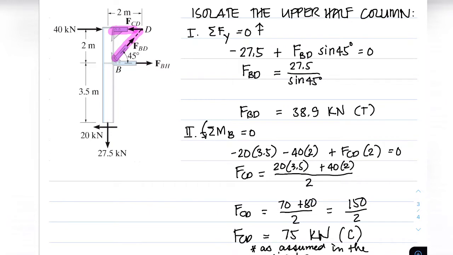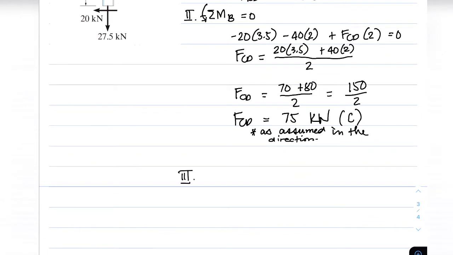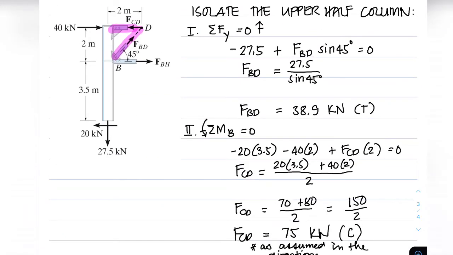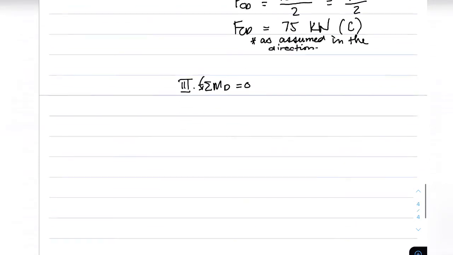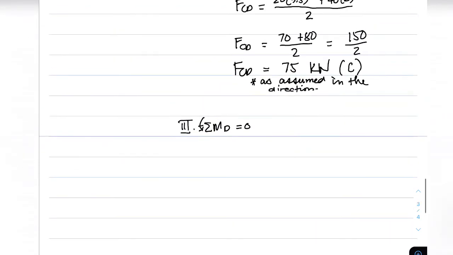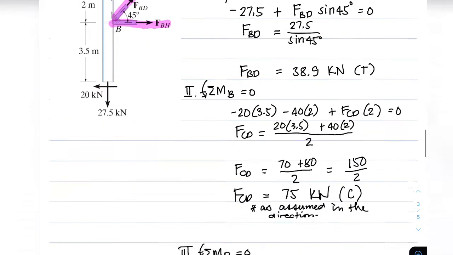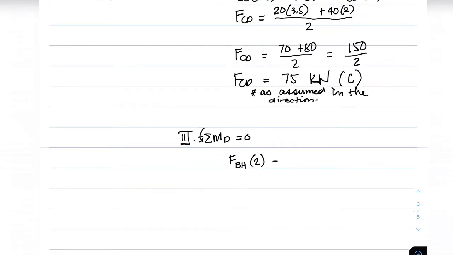Solving this one will give us the value of FCD equal to 75 kilonewton, which is in compression. Here, we take note that our assumed direction of FCD is compression, and the value of our computation gives us positive, which confirms the value of our FCD in compression.